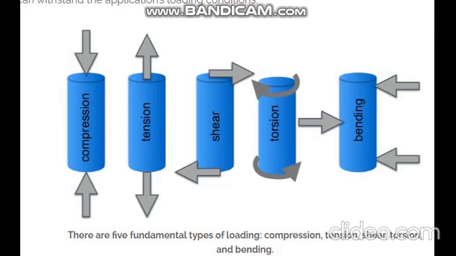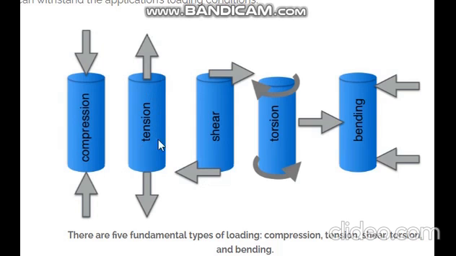Dear students, there is a diagram here which shows different types of loading. You see, if this is the machine element and forces are acting like this, then this is under compression loading. If this is the machine component and the forces are pulling it apart like this, then it is tensile loading.